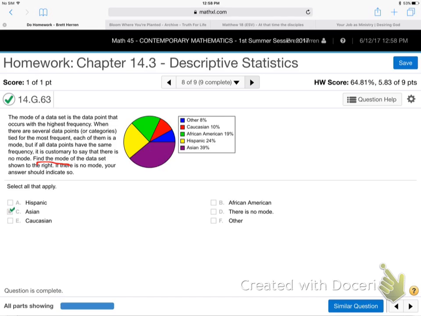Find the mode. Now, I don't need all that information. Find the mode. What is mode? The one that occurs the most. Which color is the most? The purple, which is the Asian. Asian, done. Next question. Don't need all those words.